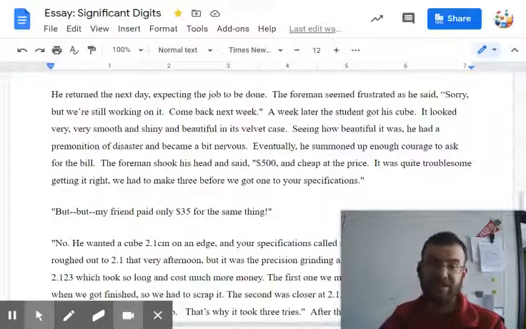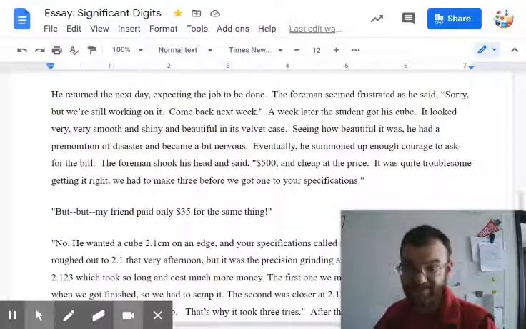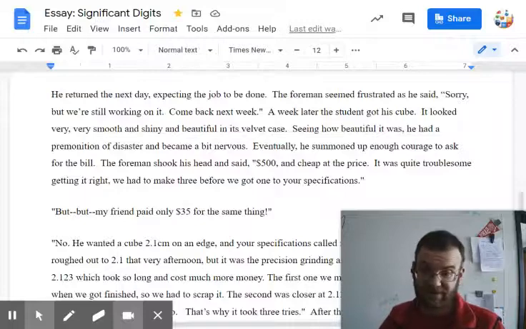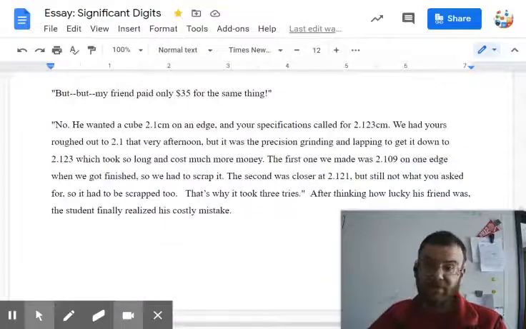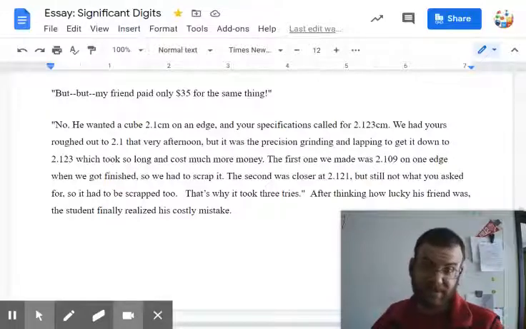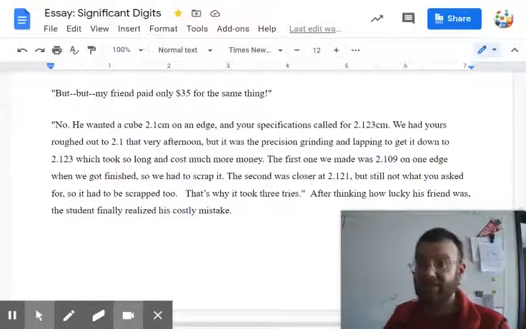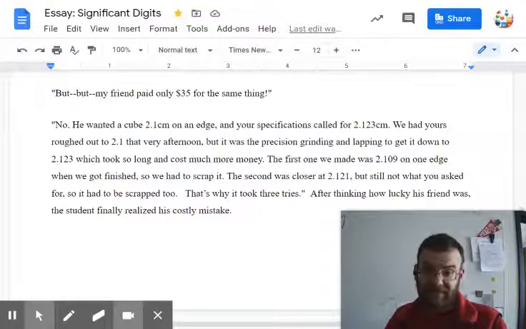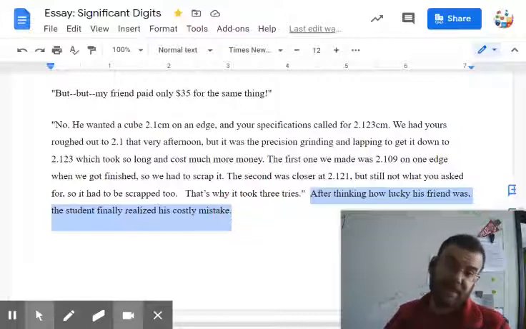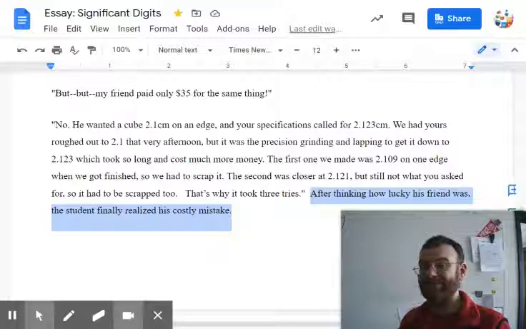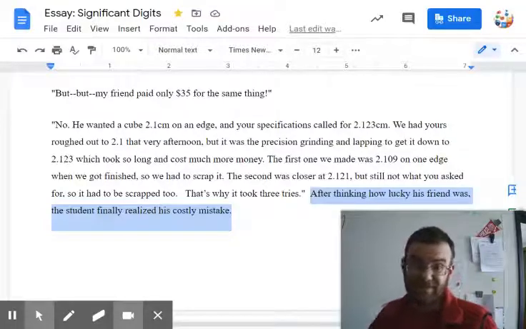But when the foreman asked him to pay for it, he said $500, and that was very cheap because he had to make it three different times. He talked about how his friend paid way less, and then the foreman explained what was different between his friend's and his cube. And he goes into a lot of good detail here. And at the very end, when it's all done, the student realized his mistake, and you have to figure that out too. And you're going to need to prove it using math.